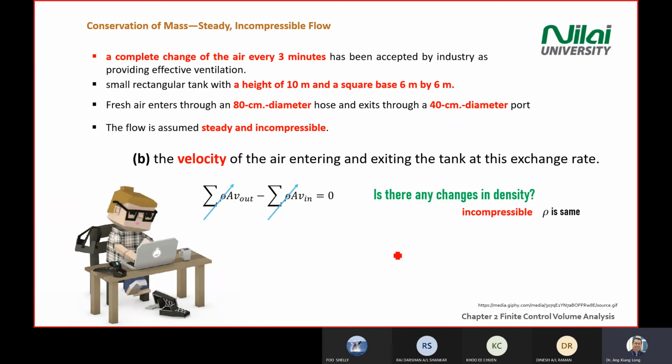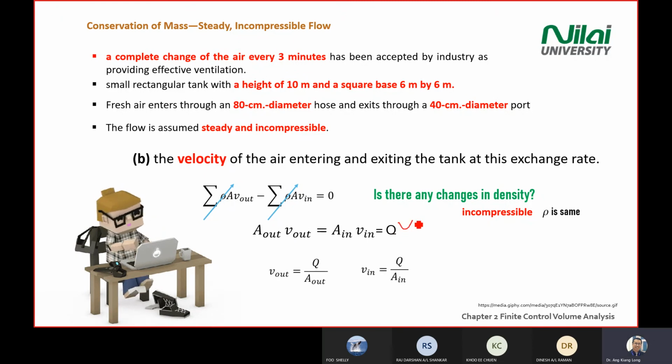Then the next, you just process accordingly to the values you have in the question. So you only have area times velocity out. Then you move your negative to the right hand side, will be equal to area in, velocity in, and the product of area times velocity, you get your Q, which is your volume flow rate. And volume flow rate, just now you defined, right? Your Q you defined in section A.